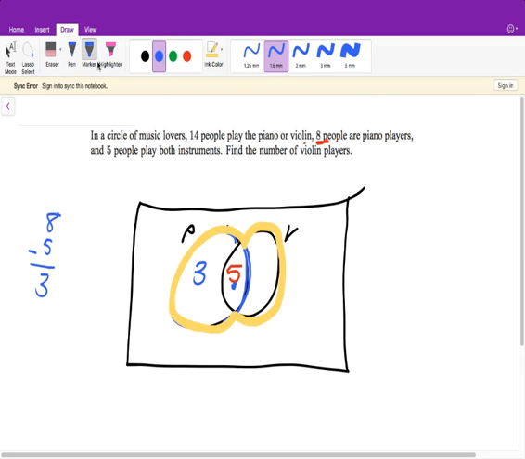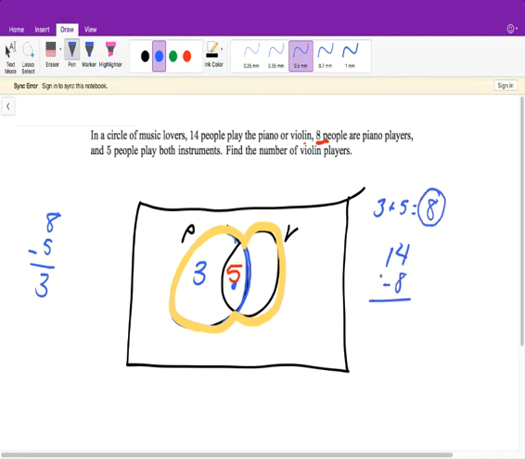So let's go through here. We have 3 people that play just the piano, 5 people that play the piano and the violin. So there's 8 people that we've accounted for. Well, there's 14 people that play the piano or the violin. So if we subtract those 8 people that are playing the piano, then we know the remaining 6 must only play the violin. So that 6 must go there.